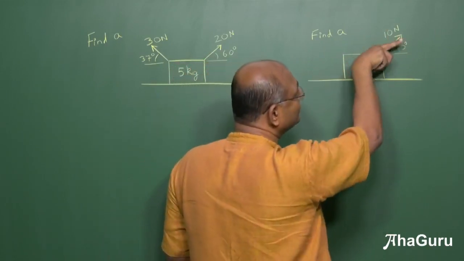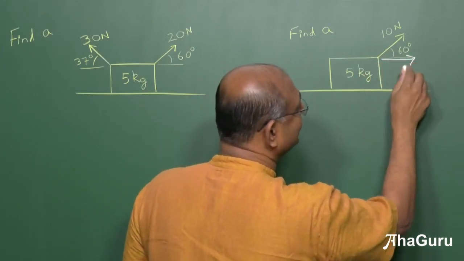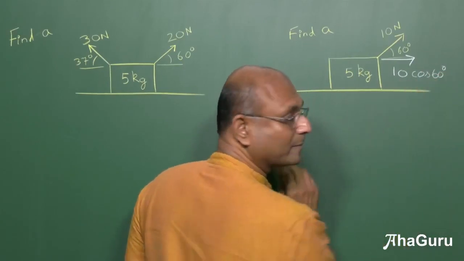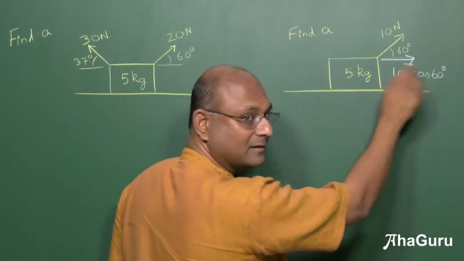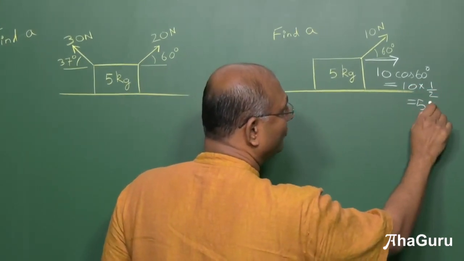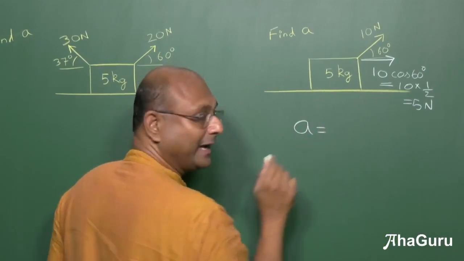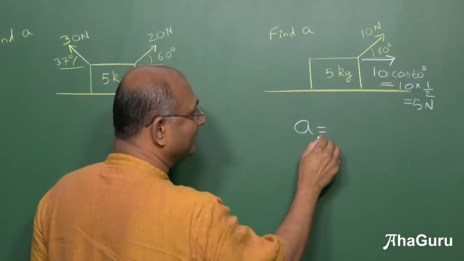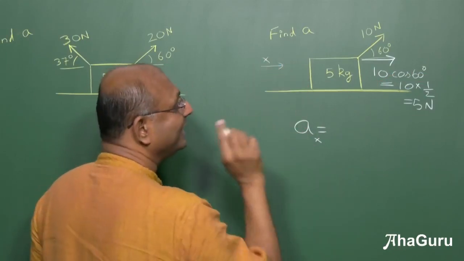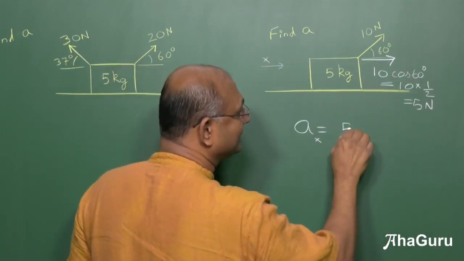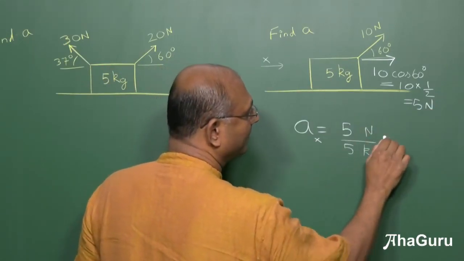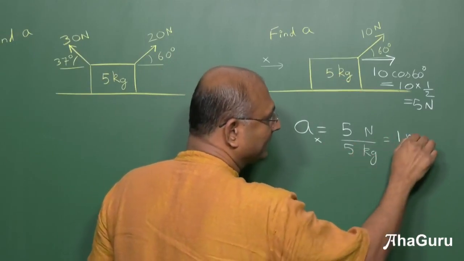What I will do is to say this is 10 cos 60 degrees. How much is this? 10 into half, cos 60 is half, so it is 5 newtons. So I will say A in this direction, so this is the X direction, AX. AX is 5 newtons because that's the only force divided by 5 kg, which is going to give me 1 meter per second square.